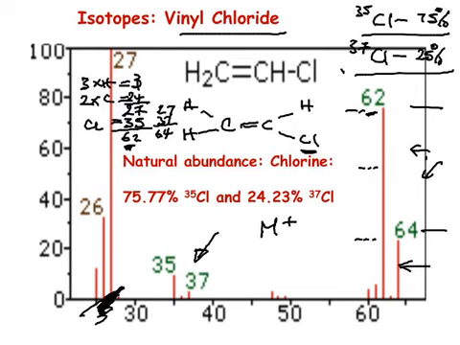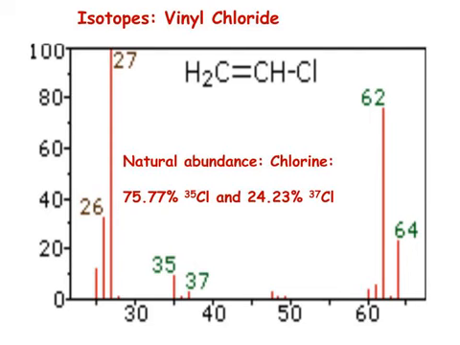Any idea then yourself about what's causing these? Let me just get rid of everything I've done so we can see it clearly. What have we got here? So we have a peak at 27, 26, and it looks like 25 as well. How would we explain these?